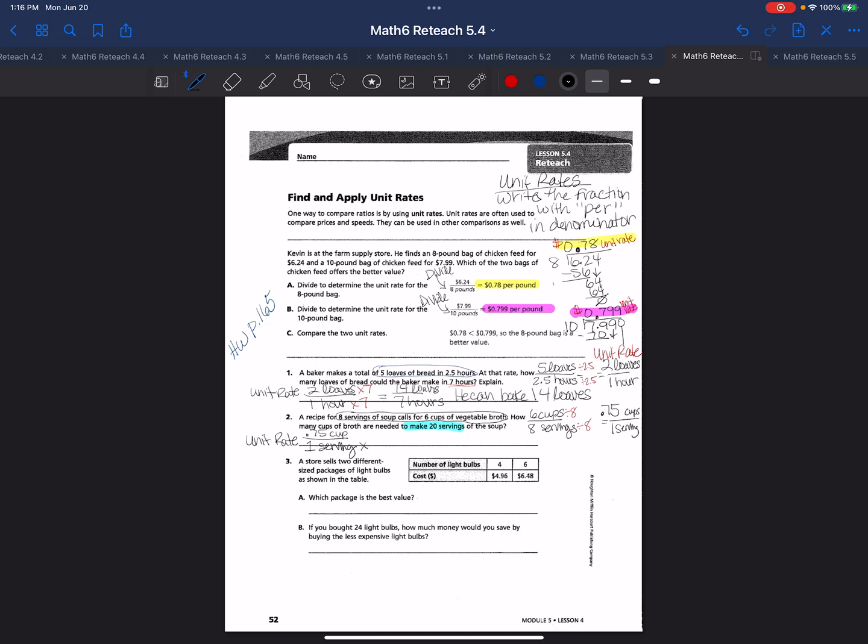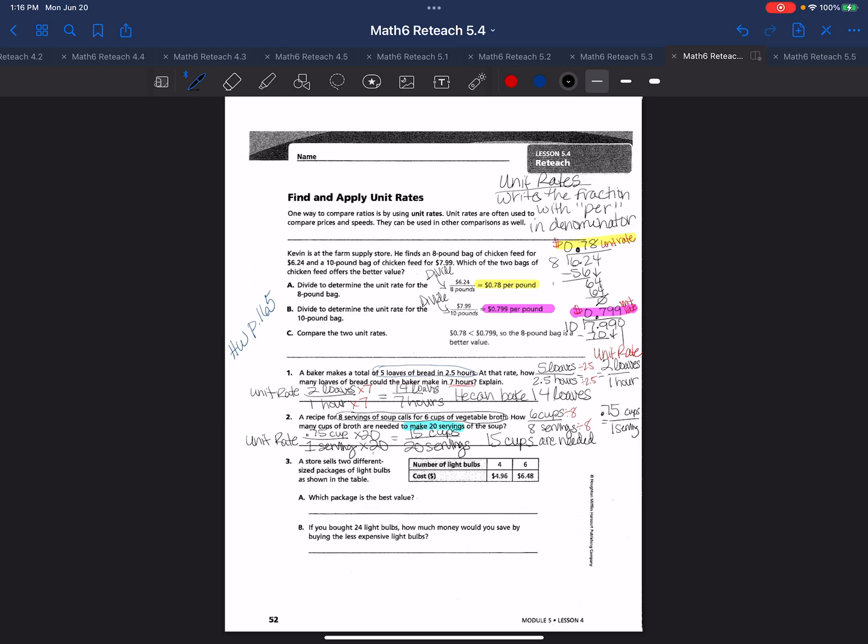So I need to multiply this by 20 because I want it out of 20 servings. If I'm multiplying the denominator by 20, I must multiply the numerator by 20. And 75 hundredths times 20 is 15 cups. So 15 cups are needed. 15 cups of broth. All right, let's go on to the last problem.